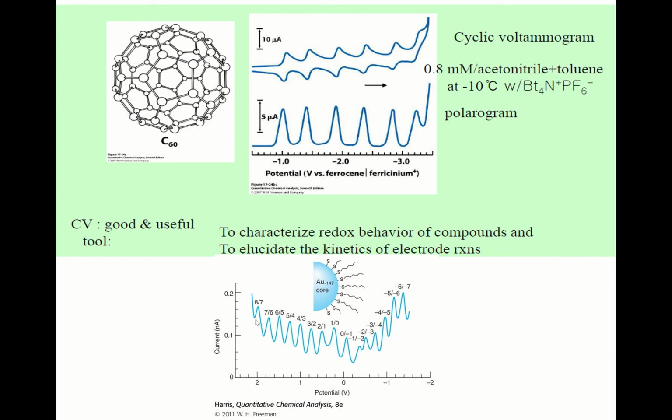How many peaks are here? 1 2 3 4 5 6 7 8 9 10 11 12 13 14 15. So 15 electrons are coming out of this cluster, sequentially one by one here. Otherwise, except for electrochemical techniques, there is no way to study the electron transfer in and out of this cluster.